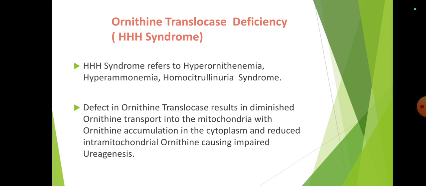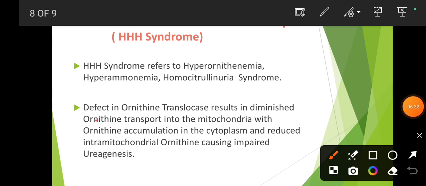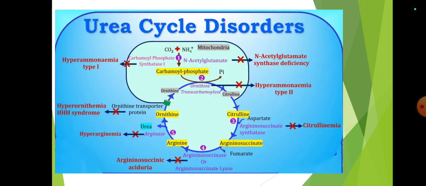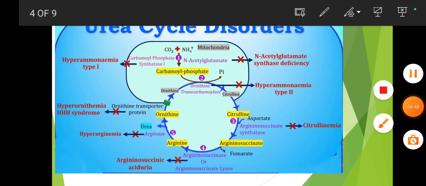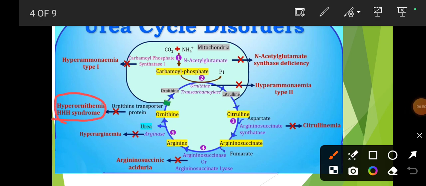HHH syndrome, the full form refers to hyperornithinemia, hyperammonemia, homocitrullinuria syndrome. In this syndrome, ornithine level increases, ammonia level increases, and the homocitrulline level increases. If there is a defect in ornithine translocase, it results in diminished ornithine transport into the mitochondria, with ornithine accumulation in the cytoplasm, causing impaired ureagenesis. You can see that this is HHH syndrome. There is a defect in the ornithine transporter protein.